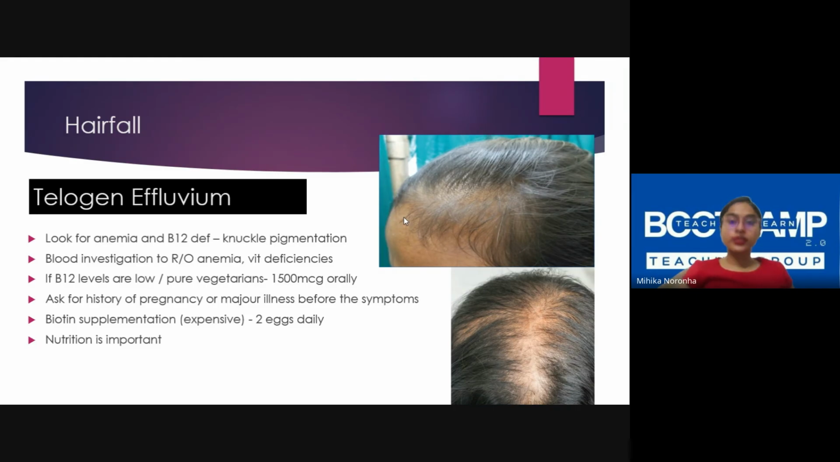It requires lifelong treatment. The top one, easily resolvable hair, is going to come back with a lot of ease if you just treat the patient properly. Find the deficiency, correct the deficiency.